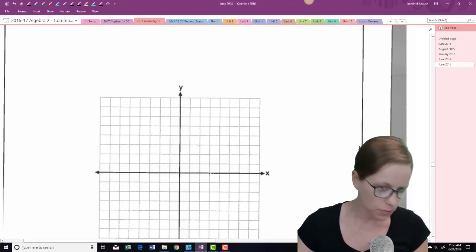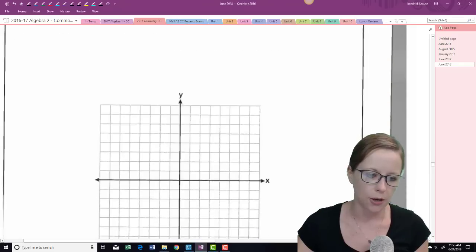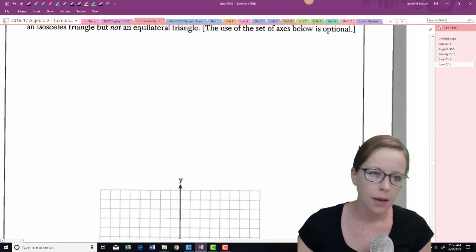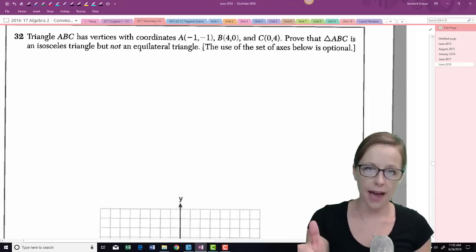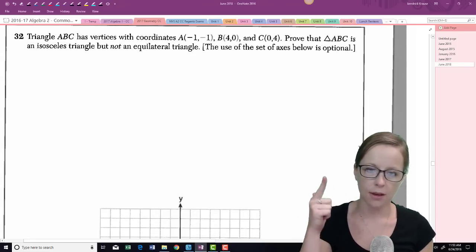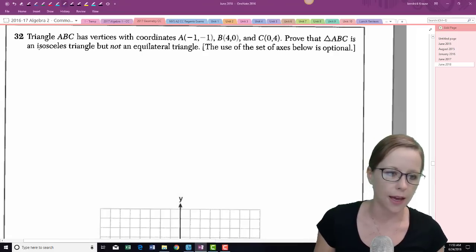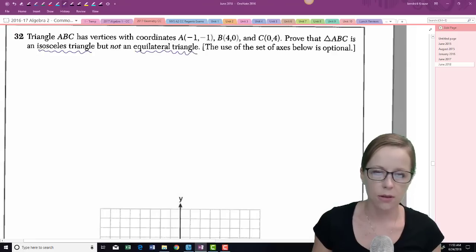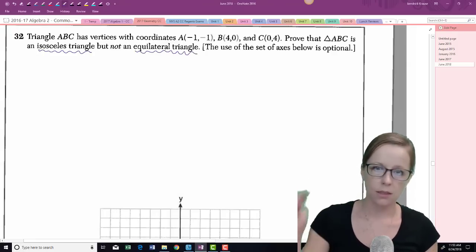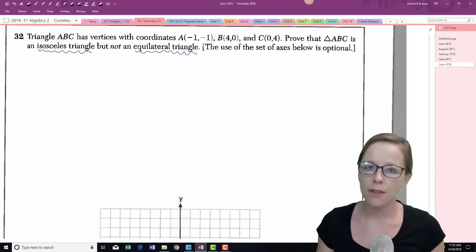Okay, so I would guess that most of you plotted your points and drew your triangle. That would be smart. My experience tells me state a fact, do the math, make a conclusion. And since it says 2 different things, I'm going to have 2 different facts, 2 different sets of math, 2 different conclusions.